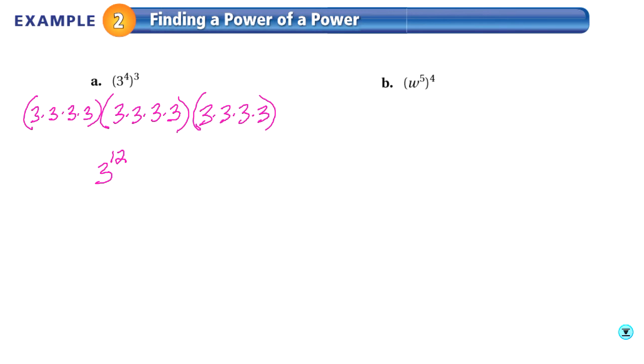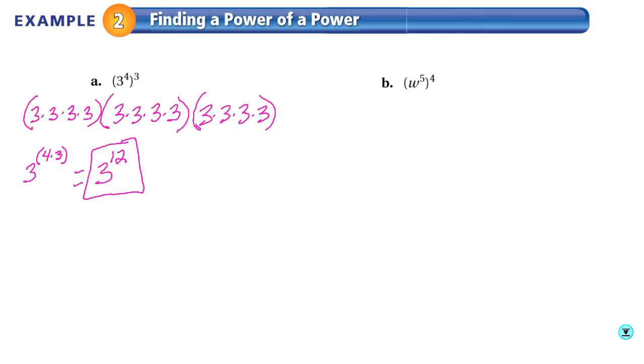So my question to you, just like I did on the last one, is how can I go from this original problem right here and get 3 to the 12th? If you said add them, you are incorrect, because that would be 3 to the 7th. In this case, when you have a power of a power, you're going to multiply. So that is 3 to the 4 times 3, which would equal 3 to the 12th.